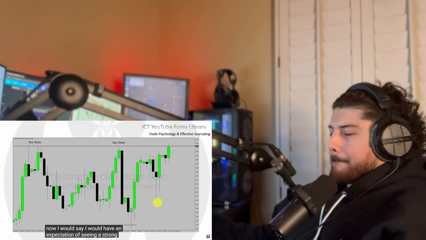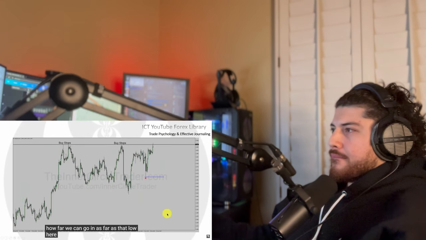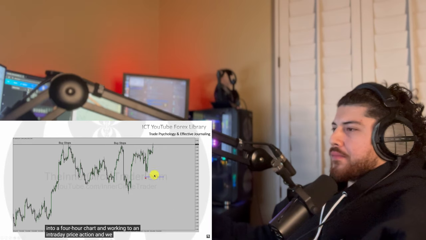So right now, I would say I have an expectation of seeing a strong reversal, and I'll look for price to go down into the wicks here and see how far we go as far as that low. And if I start dropping down into a 4-hour chart, more details of price action, we can see the highs here. Again, we get more details about what we're looking for, the time of day this occurred, and the time frame we would reasonably expect to see this move take place if we're running this low.